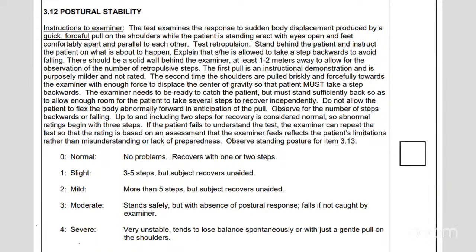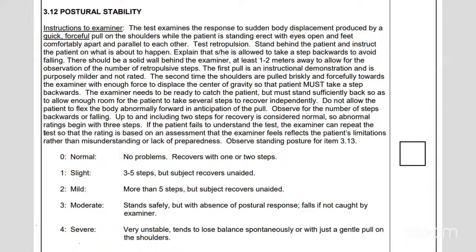The first pull should be instructional and should be mild. The second pull should be brisk and forceful enough to displace the center of gravity so that the patient must take a step backwards. If the patient recovers within 1 to 2 steps, it is normal. If the patient requires more than 3 steps, it is considered abnormal.